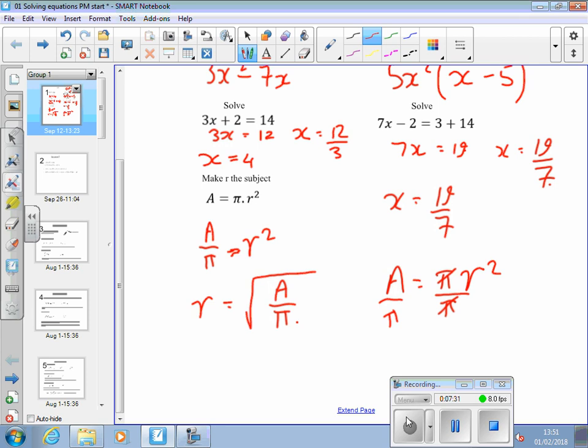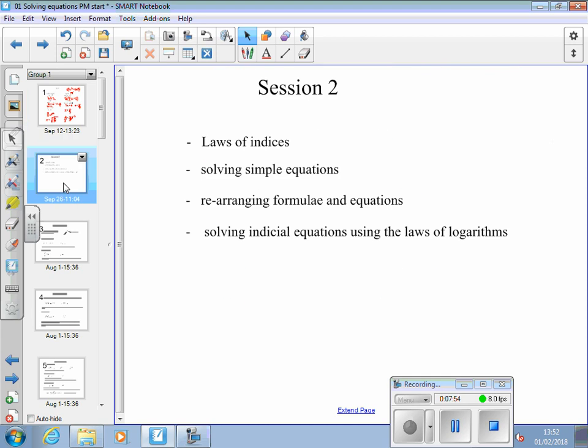The reason you might want to factorise is if you've got an expression with two x terms and you want to bring them together. You can draw them outside the brackets and then gather all the bracketed terms together. We will come to some examples like that. Because that's a preamble. Remember, I thought we'd look at this: laws of indices, solving simple equations, rearranging formulae and equations, solving indicial equations using the laws of logarithms.